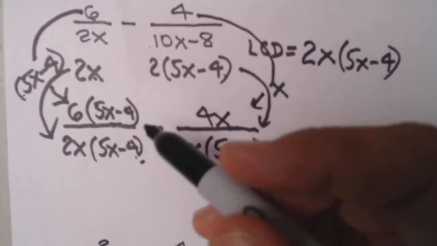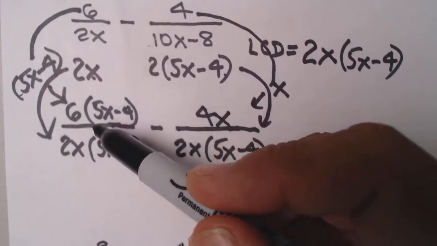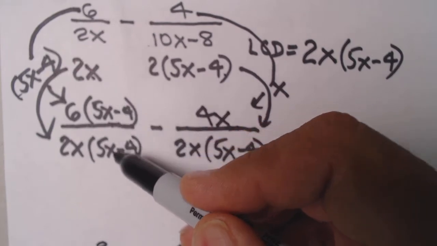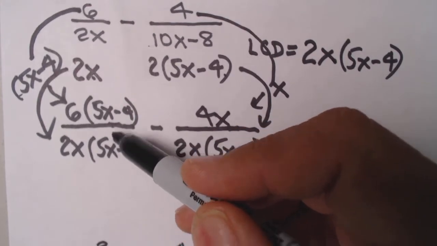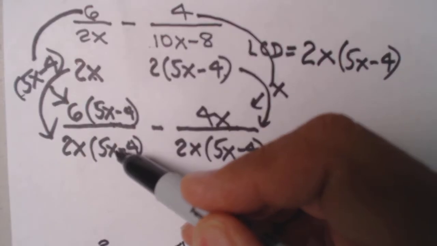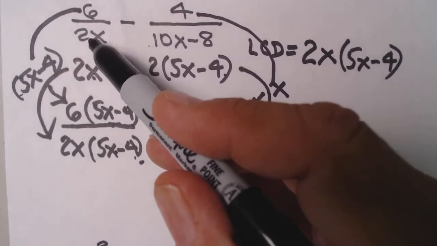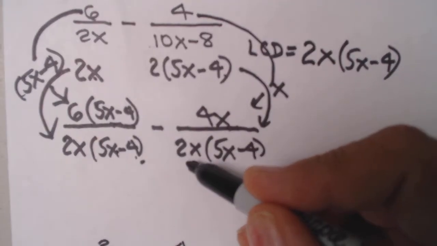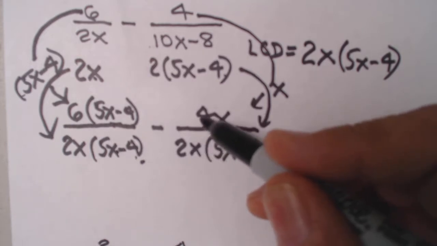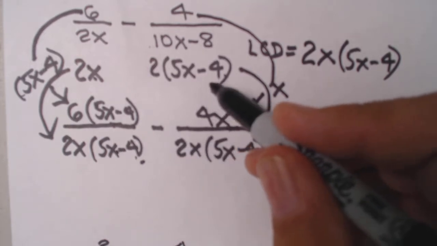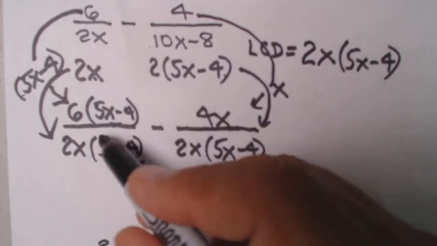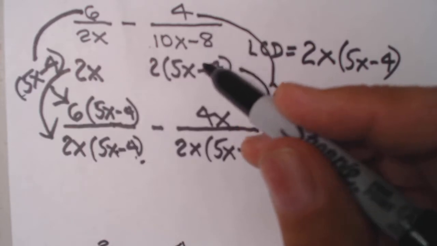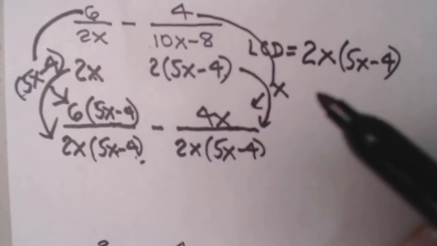Now, let's prove that these are correct. If you take a look at this first guy right here, if you were to reduce the 5x minus 4 top and bottom, and don't do that, we want to leave them there, but if you were to reduce them in your mind, you'd have 6 over 2x left, which is exactly what we started with. Likewise over here, I could reduce the x's out, and it'd have 4 over 2 times the quantity 5x minus 4. So we can see that although these look different, they're exactly the same value as the original guys, but we now have this common denominator.